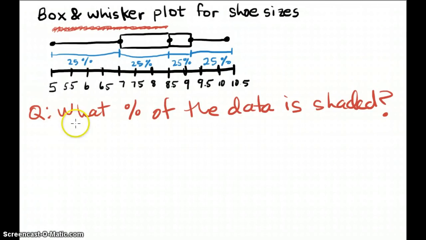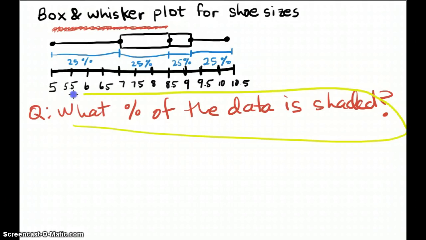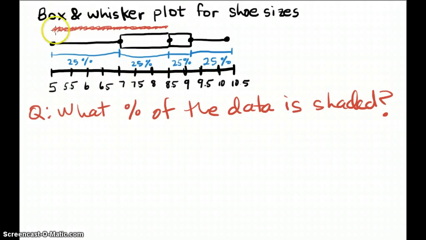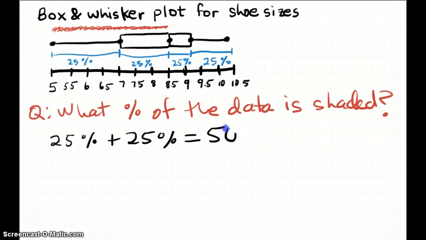So let's go back to our question now. We're asked, what percentage of the data is shaded? The percentage of the shaded portion would be here in pink. That includes from dot 1 all the way to dot 3. So there's one 25% chunk and then another 25% chunk. So if we add those together, plus another 25% chunk, you can see that 50% is going to be our answer. 50% of the data is in the shaded area.